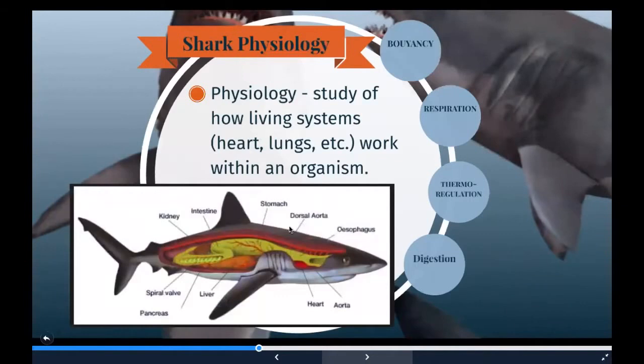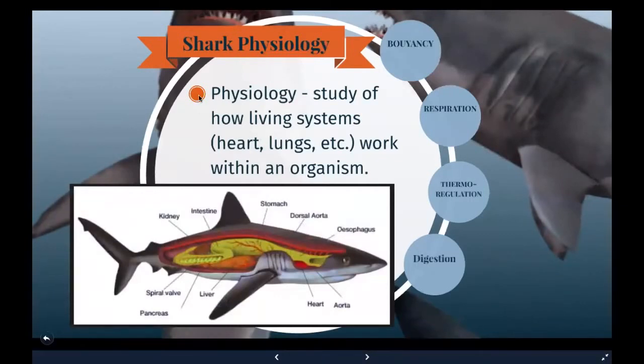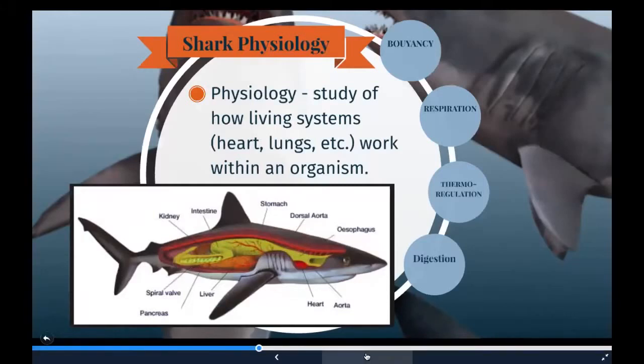Shark physiology. So what is physiology, first of all? It's the study of how living systems work, such as heart, lungs, and then how those systems work within an organism. And here you can see this diagram of a shark. Here it's pointing to the kidney, the intestines, the stomach, dorsal aorta, the esophagus, the aorta, the heart, the liver, the pancreas, the spiral valve within the digestive tract, which we'll talk more about shortly.